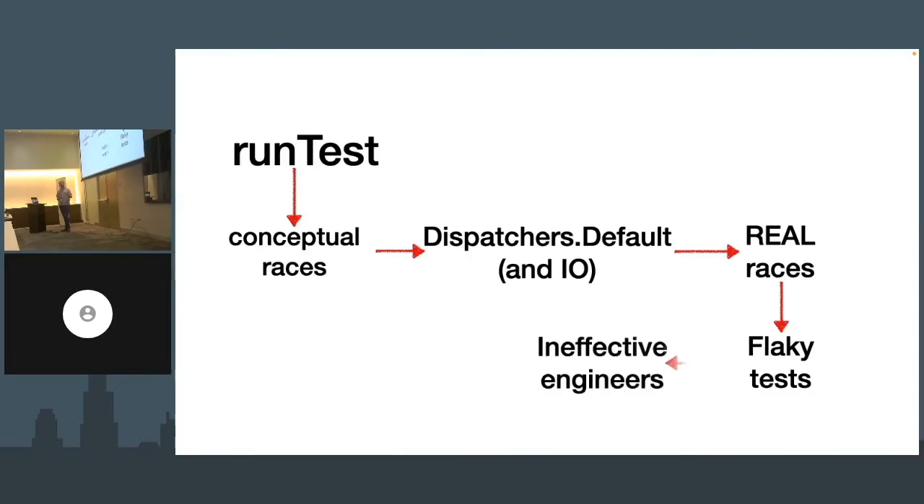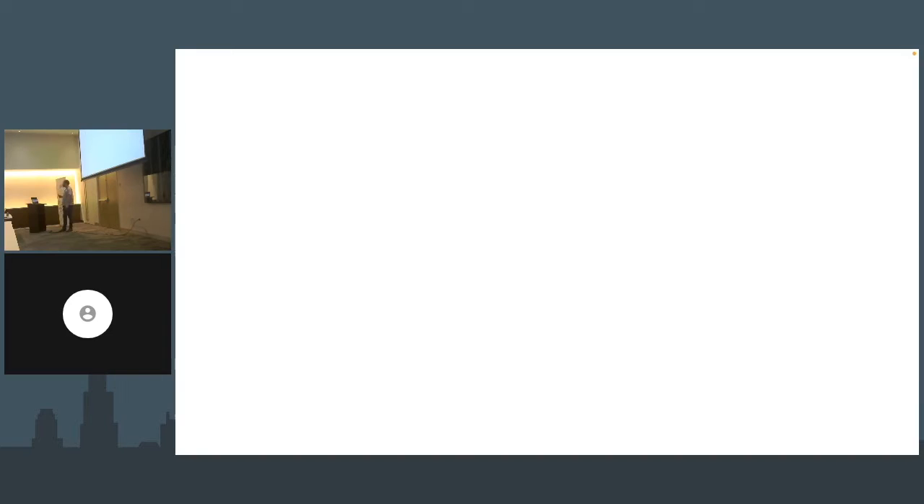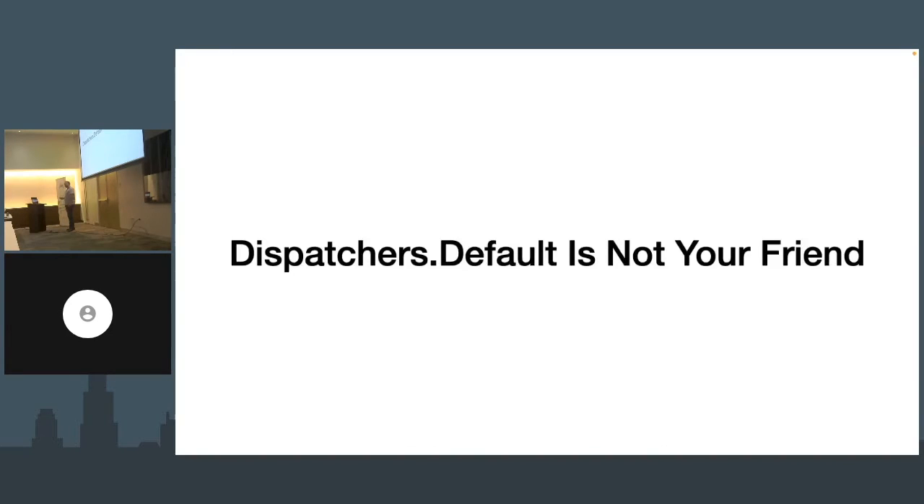And if we have flaky tests, we're going to have ineffective engineers who come and hassle you about why your test is failing on CI. You're not there, you're on vacation. They just ignore your test, or they delete it, or just blame the code anyway. Flaky tests are really bad. I wish I had linked to it, but Jesse Wilson has a great post. If you check the Publicobject blog, he has an excellent post on why flaky tests are a big problem. Go read it, but that's the short story there. So, Dispatchers.Default is not your friend.